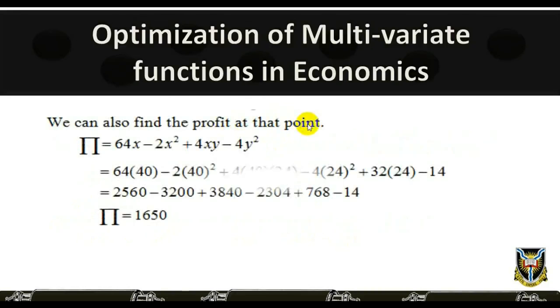We can also find the profit at that point. Pi equals 64x minus 2x squared plus 4xy minus 4y squared plus 32y minus 14, which equals 64 times 40 minus 2 times 40 to power 2 plus 4 times 40 times 24 minus 4 times 24 to power 2 plus 32 times 24 minus 14, which equals 2,560 minus 3,200 plus 3,840 minus 2,304 plus 768 minus 14.